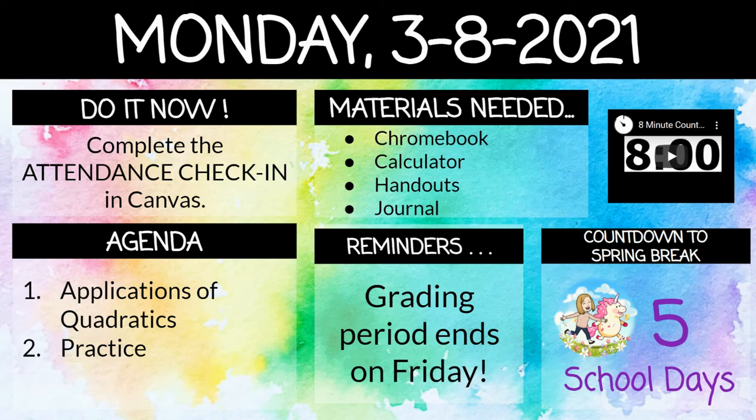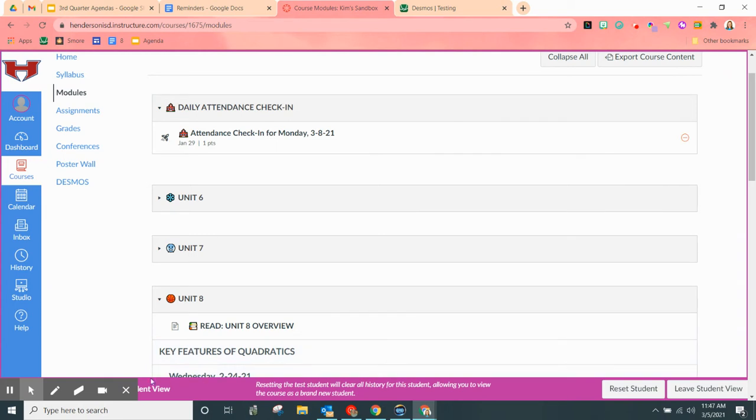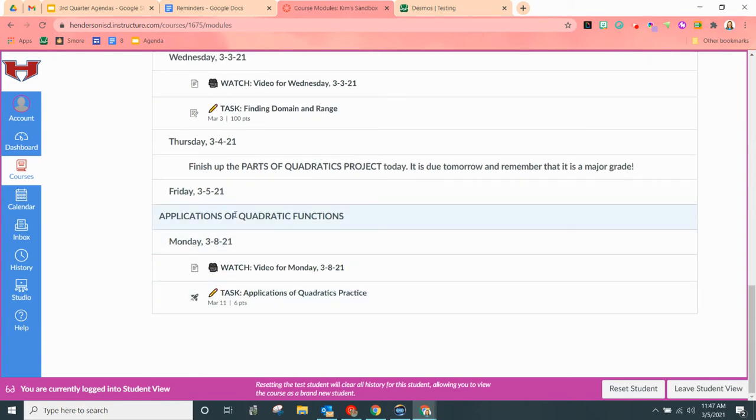Okay, so the plan for today is we're still going to be talking about quadratics. We're still in Unit 8, and we are going to have a test this week. We'll have our test probably on Thursday before we get out for spring break. So on the modules page, we're going to be talking about applications of quadratics, which just means how they apply in real life. So you do have one assignment to do after this video.